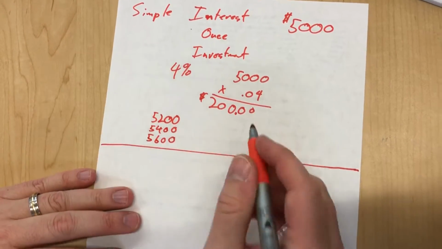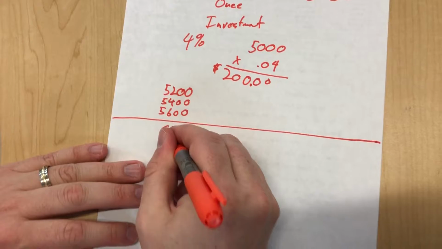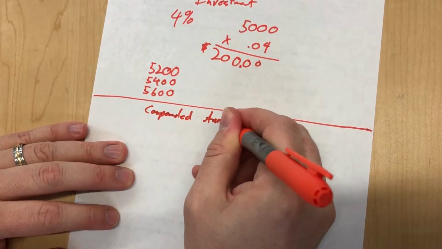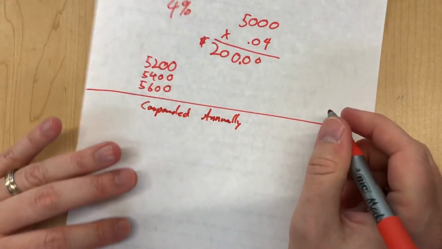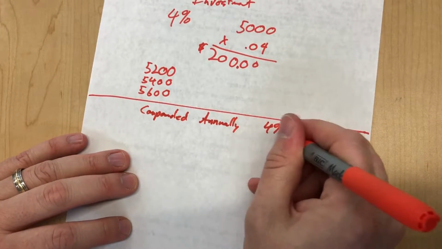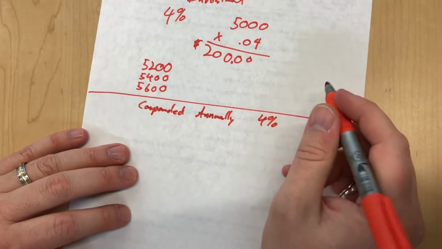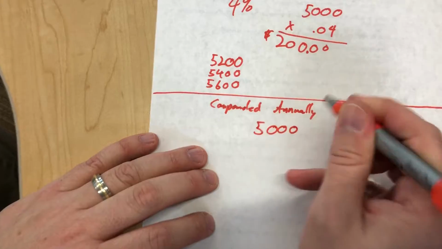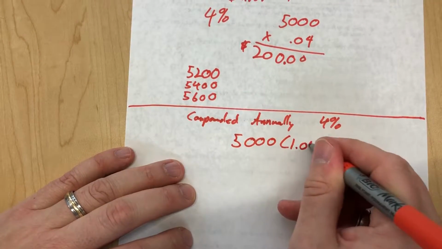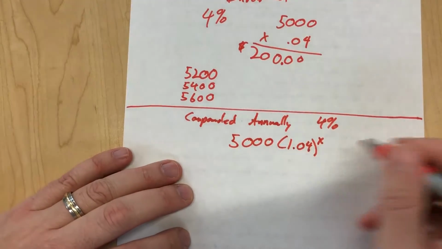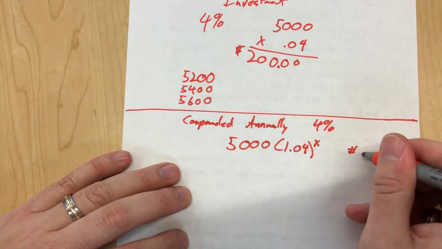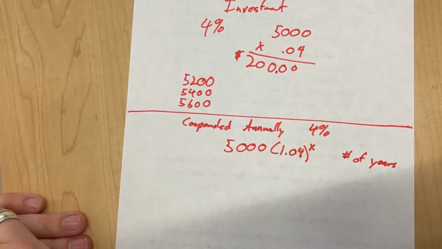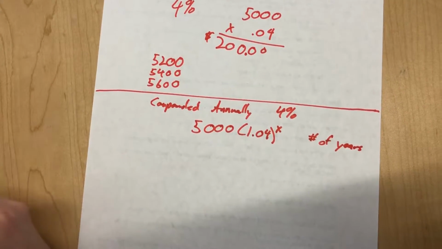The next one is the one that we're used to, which is compounded, and it's compounded annually. When they tell you something is compounded annually, we're gonna go with that same 4%, okay? But this time when we set the equation up, it's gonna be $5,000 times 1.04 to the x power, where x is my number of years. This is just like the ones that we had on the paper before. So compounded annually is really what we've been doing.